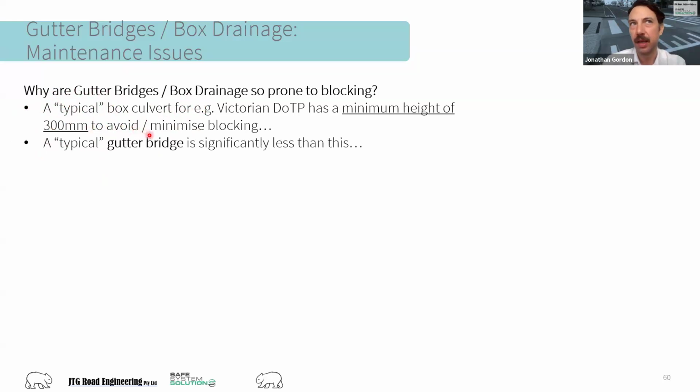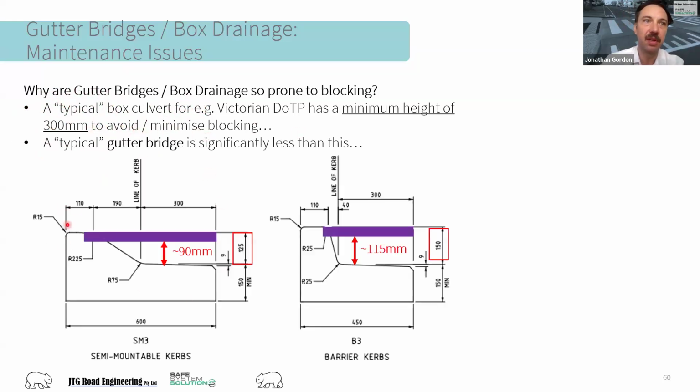Then when we have a look at a typical gutter bridge, for instance, a gutter bridge on, say, SM3 curb, you might be wondering why I've got SM3. It's because it's the flattest curb profile, and it's roughly what you'd be transitioning to. It could be SM2 still, but for this example, an SM curb arrangement with 125 millimeters high, you might have only 90 millimeters height left. That's a lot less than 300 millimeters. Then on the right here, I've got our B-type curbs, which you might also have in your project. It's a little bit more, but still only about 115 millimeters, depending on your grade widths again. So you can see that for gutter bridges, it's significantly less than our we-don't-want-it-to-block height, and these may be prone to blocking.